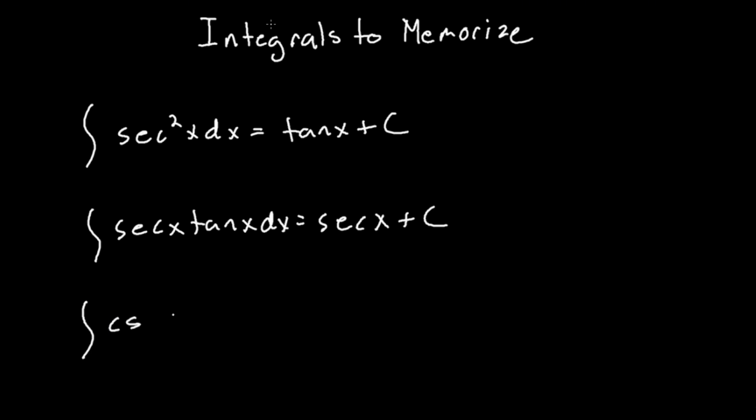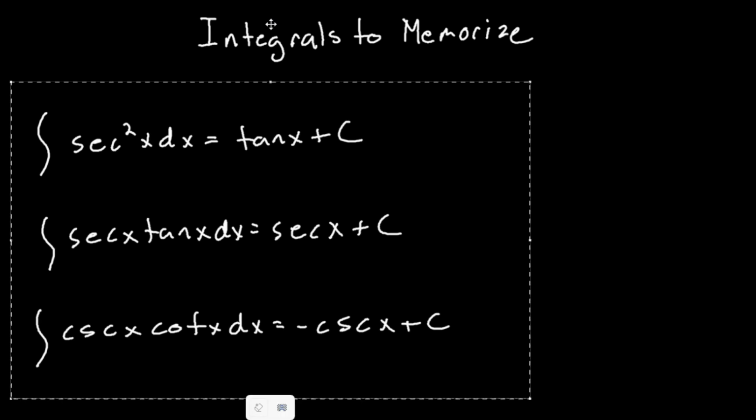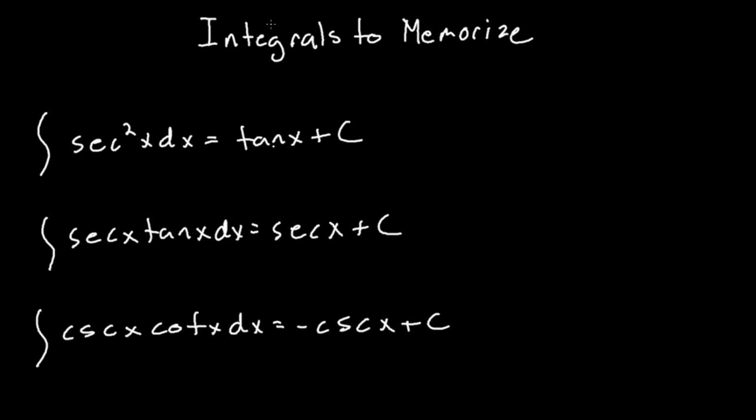All right, how about for cosecant x cotangent x dx? This is equal to negative cosecant x plus c, of course. And that's again because of their antiderivative-derivative relationships. And lastly, the integral of cosecant squared of x dx is equal to negative cotangent. Now, the thing about all these is that they transfer from your derivatives. If you memorize the derivative identities, then you can memorize these. It's just the backwards version of it.